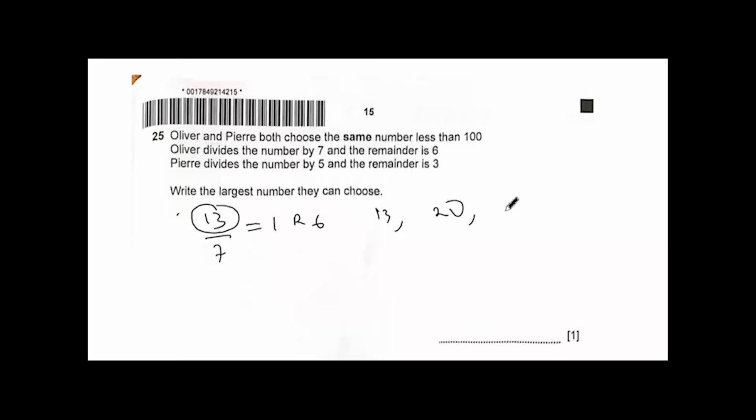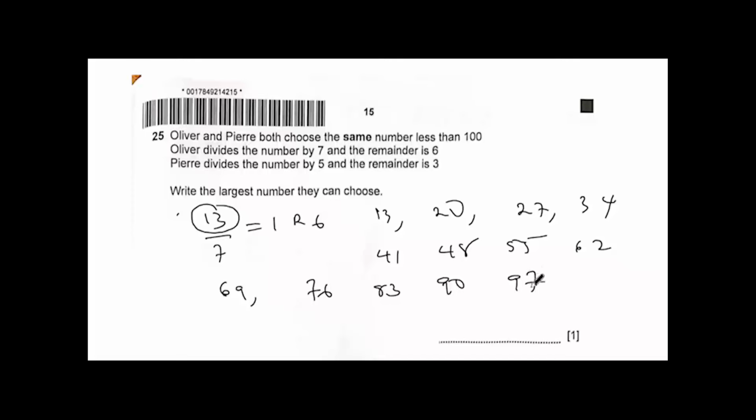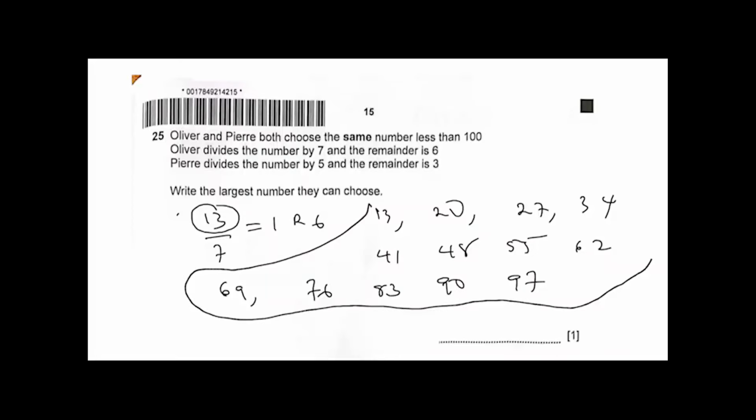Then the next one will be 27, 34. Then you have 41. We keep on adding 7. We have 48. We have 55. We have 62. We have 69. We have 76. We have 83. We have 90. And we have 97. Okay, so these are the numbers you will divide by 7, and the remainder will be 6.